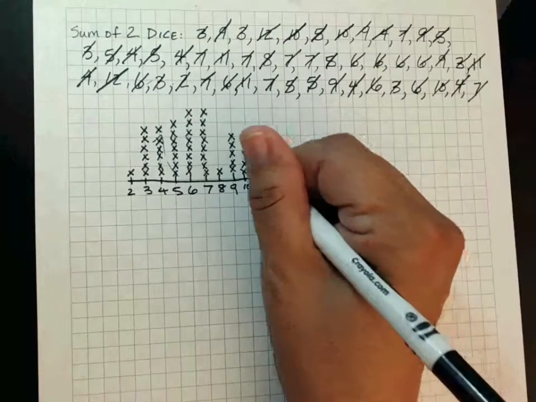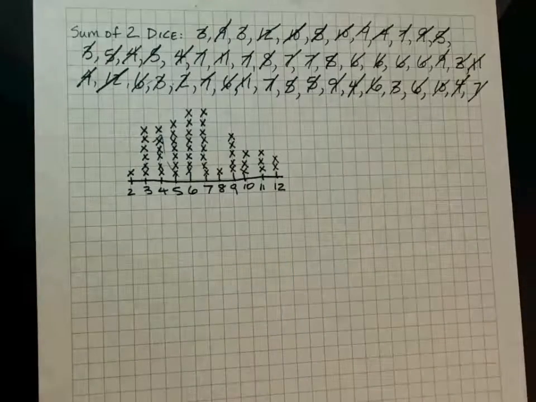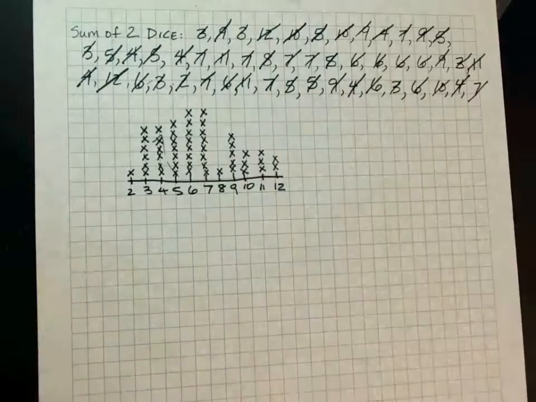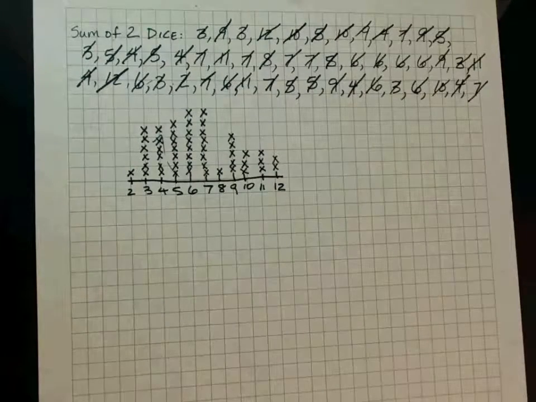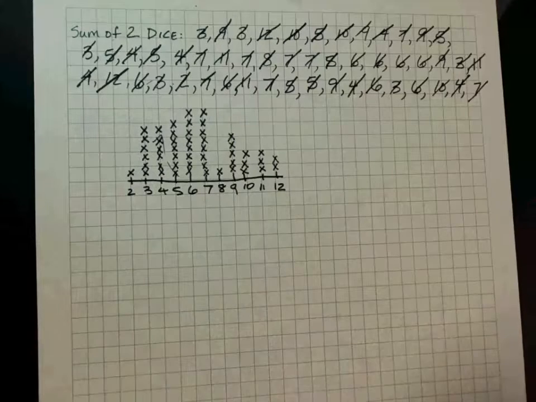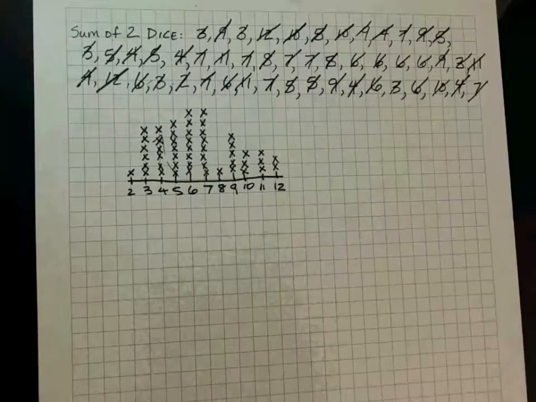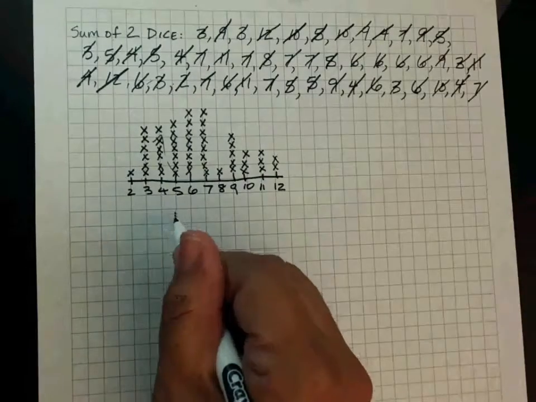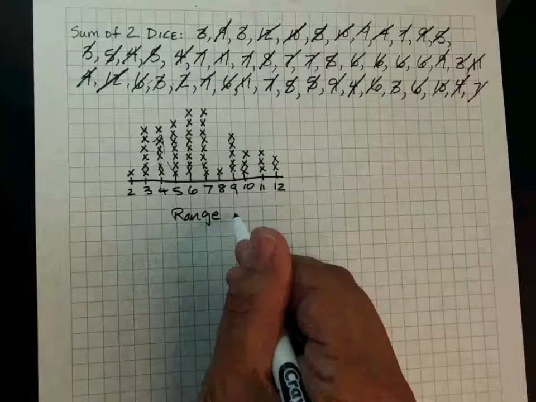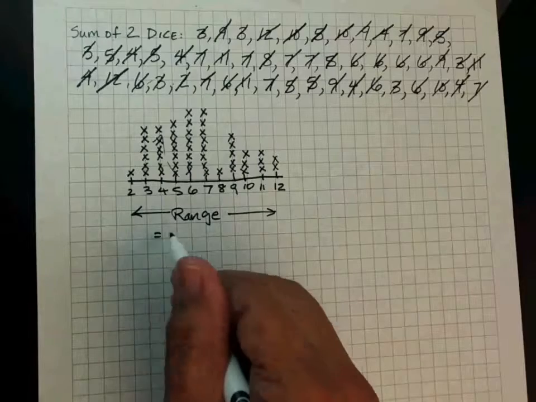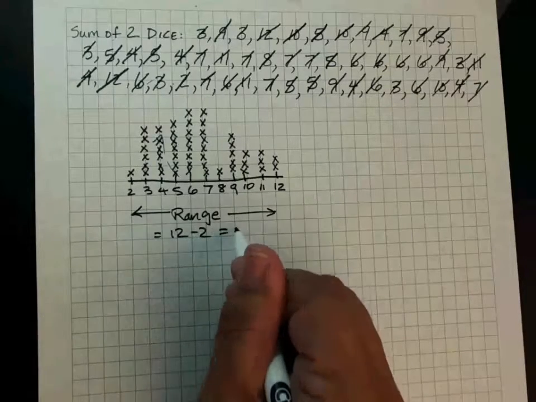Alright, so this may not look like the theoretical version of what the dice rolls would look like, but this is what I happen to get. Randomness, you never know what you're going to get. So now we're going to create a histogram. My range is the distance between these two, so the range equals 12 minus 2, which is 10.